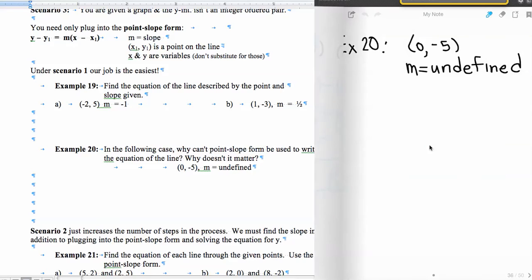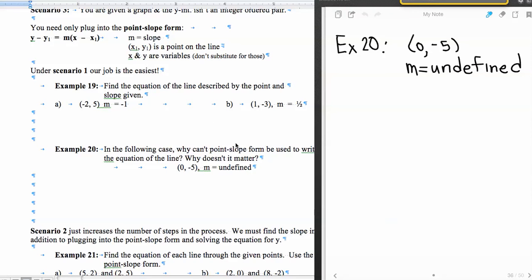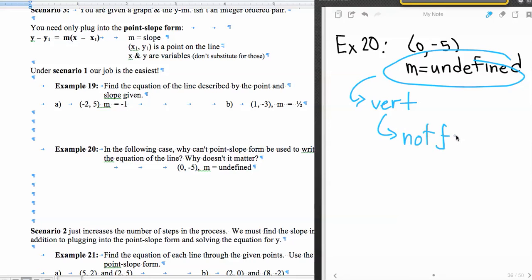All right, example number 20 here. You cannot use point-slope form, you can't use slope-intercept form on this because the slope is undefined. When the slope is undefined, we know that this is a vertical line, and vertical lines are not functions. And the point-slope form and the slope-intercept form are both functions. So point-slope and slope-intercept are functions.